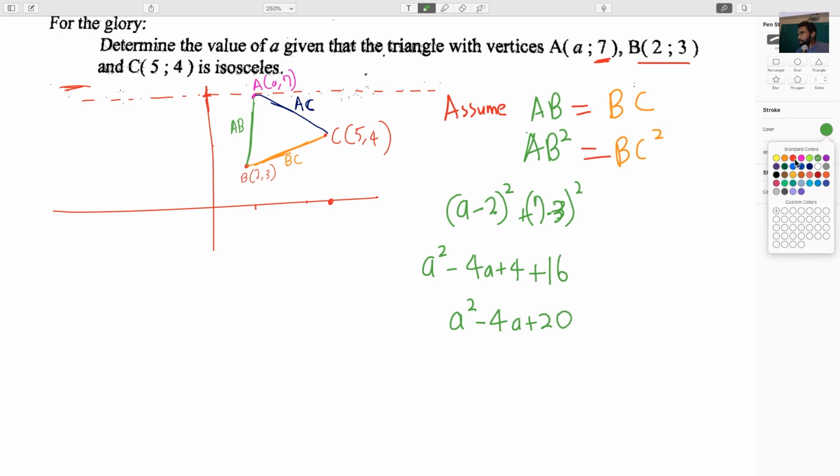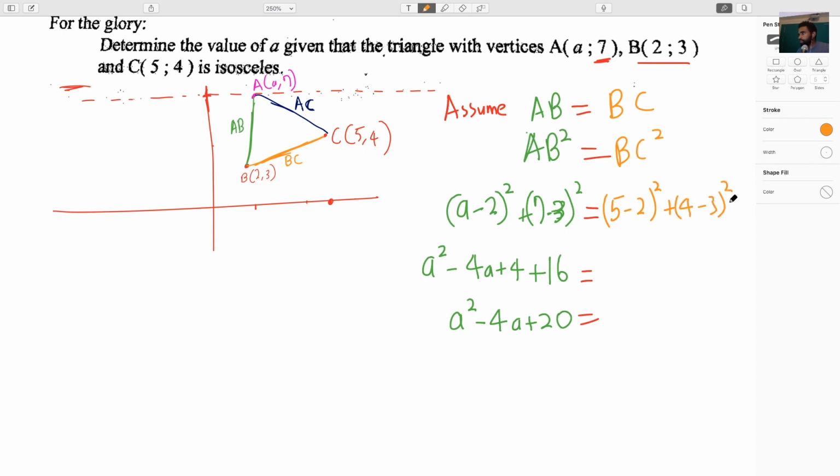And if that is equal to BC squared, we can solve also for BC squared. So let's solve for BC squared. And this is an actual number, so we wouldn't have any letters left, any variables. So we would have here 5 take away 2 squared plus 4 take away 3 squared. 4 minus 3 squared. And that will give us 3 squared, which is 9, plus 1 squared, which is 1. And so this overall will be equal to 10.